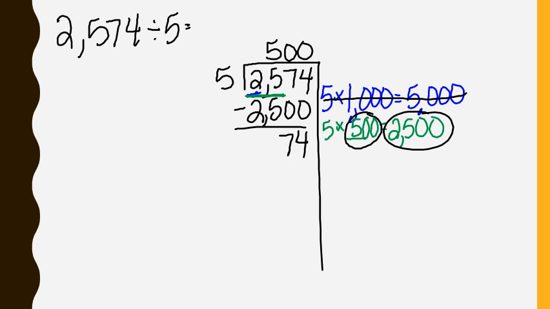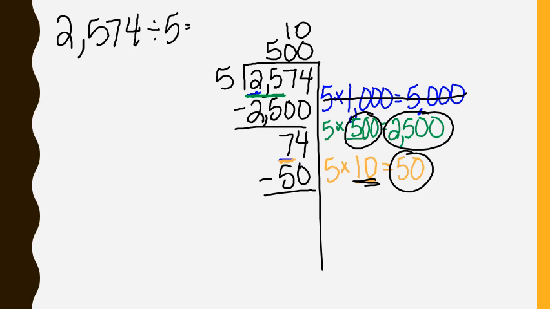Okay, so now I'm going to look and see how many tens I have. Because I already looked at my thousands, my hundreds, and now I'm looking at my tens here. Okay, I've got 7 tens, so I need to think 5 times how many tens would get me as close to 7 tens as I can get. Well, 5 times 1 is 5, and 5 times 2 is 10. I don't need 10 tens. I can use 5 tens though. So 5 times 1 ten would give me 5 tens, or 50. This 50 is what I will be subtracting. And this 10 right here is what is going to be part of my quotient. Okay, I subtract and I get 24.